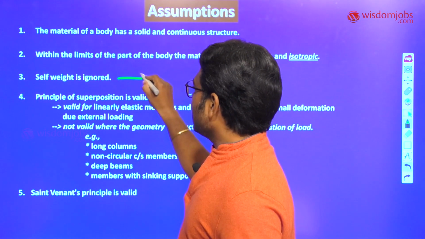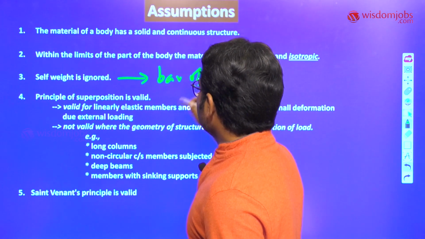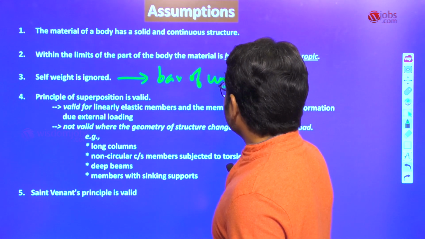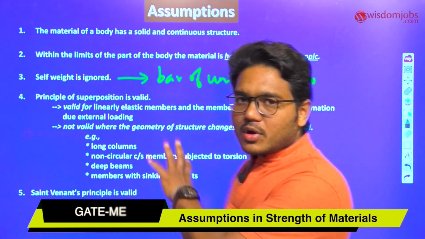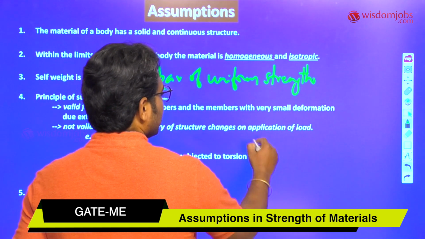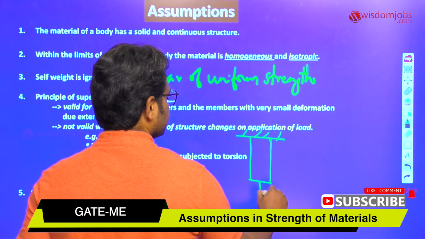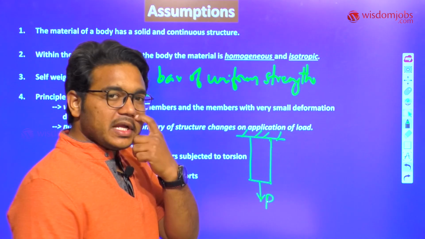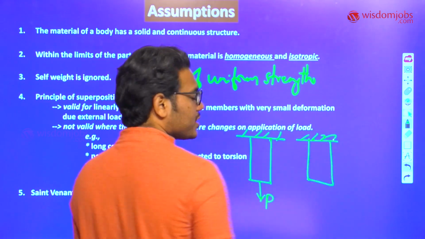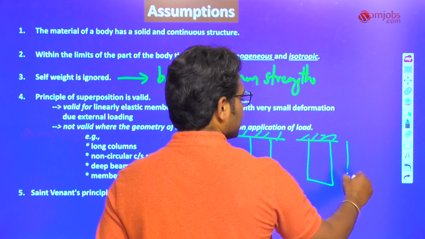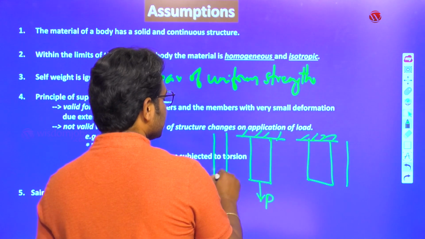If self weight is considered, this leads to analysis of a bar of uniform strength. How does it look? When a bar is subjected to a particular load, it has got certain deformation, and without load also, due to its self weight, there may be. So if I draw a curve related to its load distribution, how is the load distributed in this?